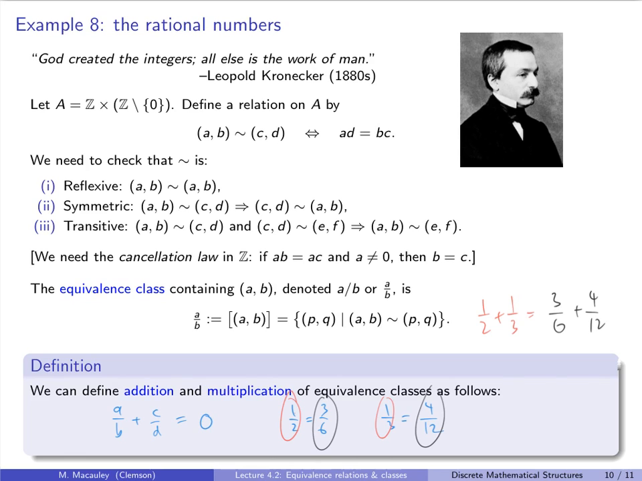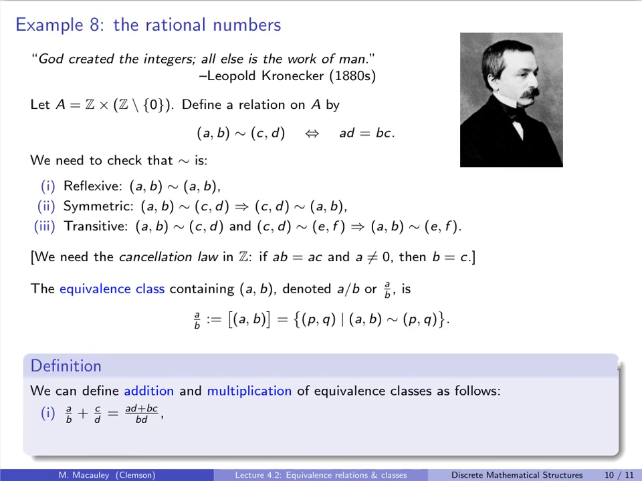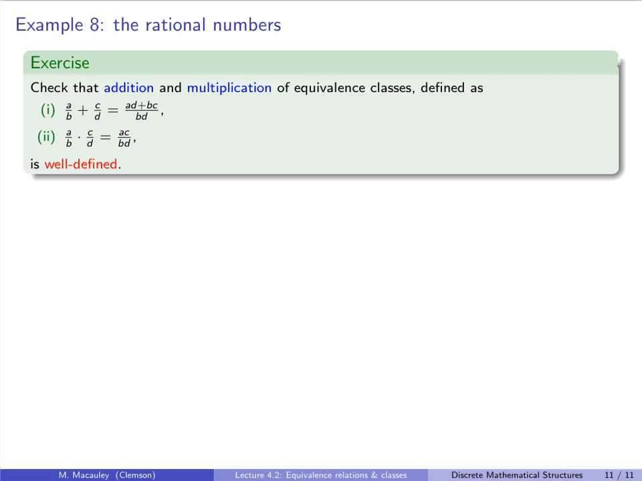So our definition should be well defined. It would be nonsensical if our definition depended on our choice. In other words, my choice of 1/2 and 1/3 should not give me a non-equivalent answer compared to your choice of 3/6 and 4/12. So of course we define a over b plus c over d as the equivalence class containing AD plus BC over BD. And we can multiply two equivalence classes, A over B times C over D, and we get the equivalence class containing AC over BD. I will leave it as an exercise to check that addition and multiplication are well defined.